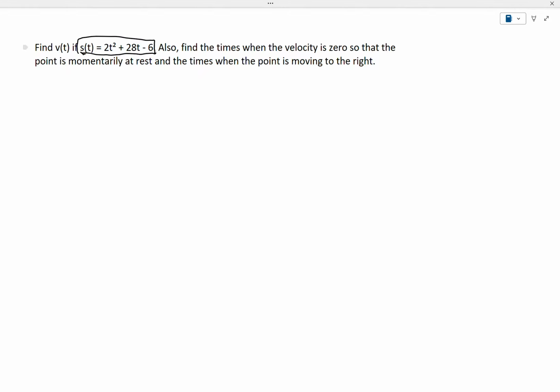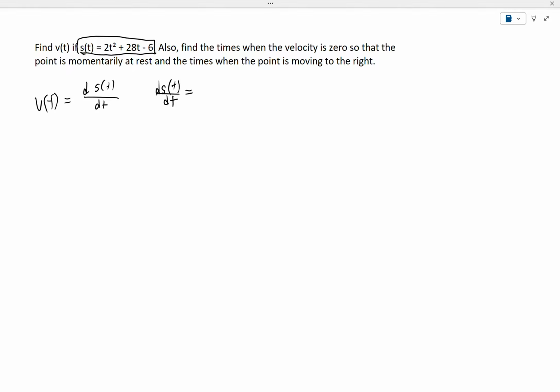Our goal is to find velocity as a function of time. And we know that velocity as a function of time is equal to the derivative of position with respect to time. So we just need to take the derivative of that position function that we're given up there. So ds of t dt is equal to, and how do we take the derivative of this function?